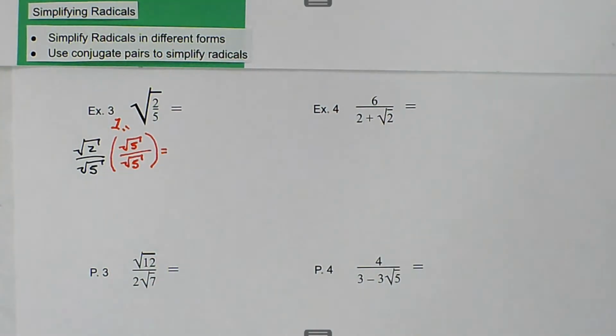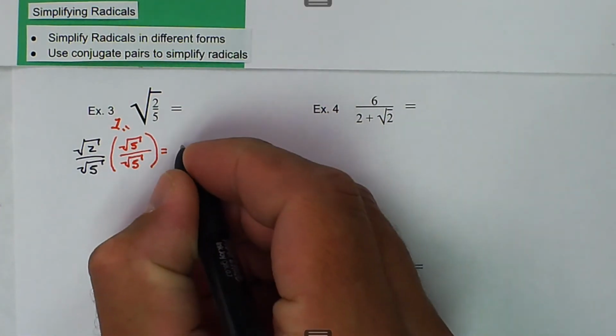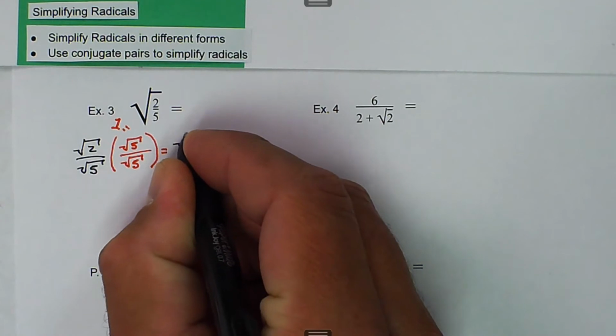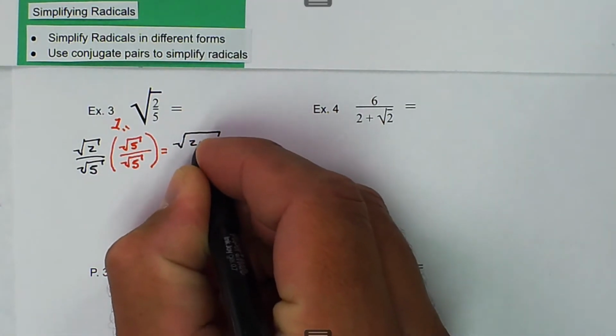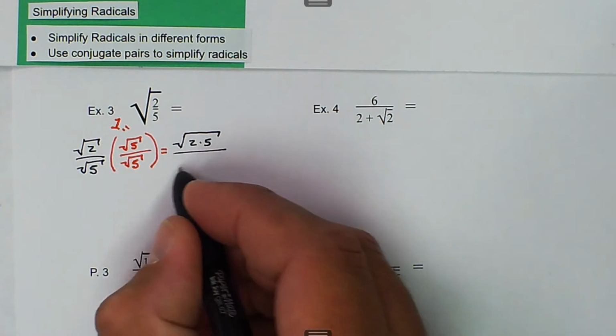So we get the square root of 2 times the square root of 5, and it stays under the radical because it's still the square root. And then we get the square root of 5 times the square root of 5.